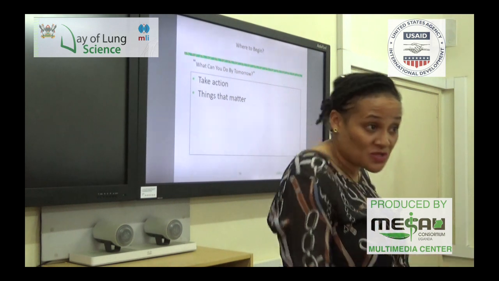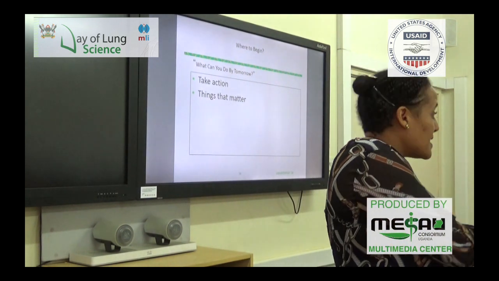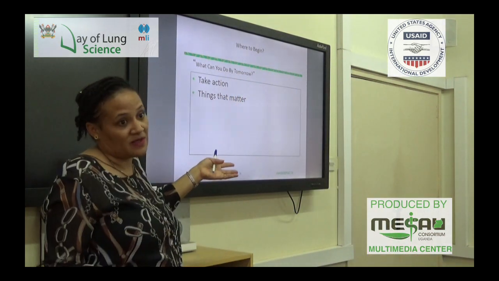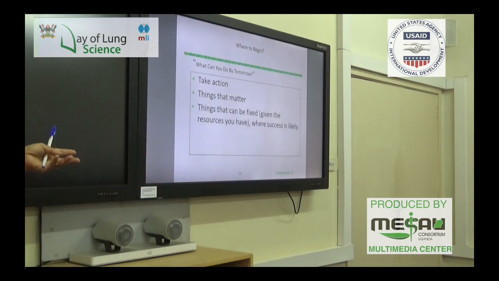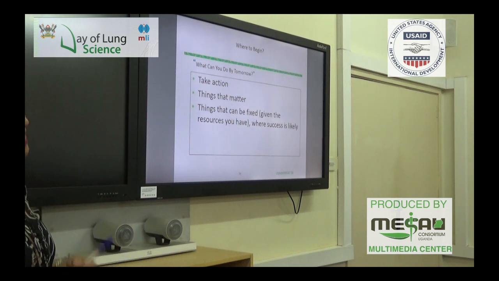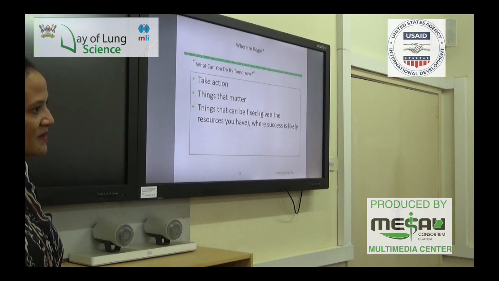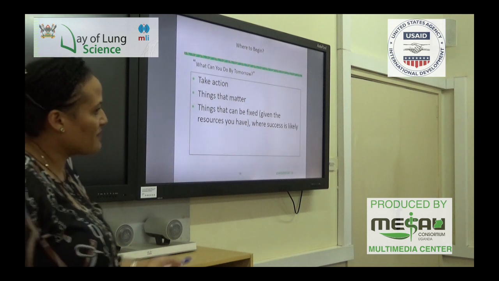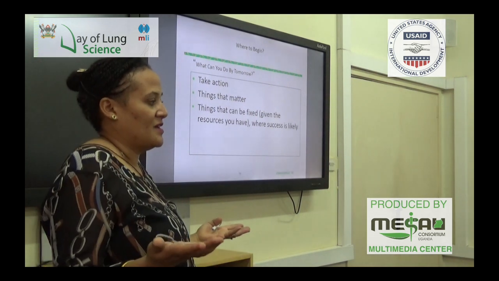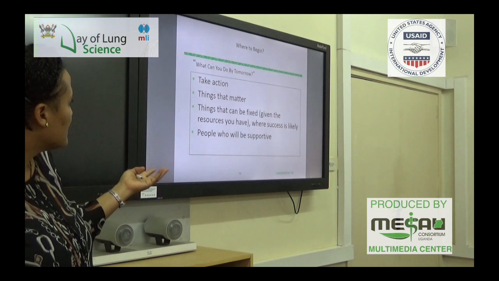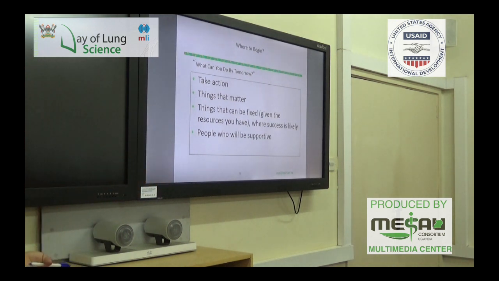It's the simplest, I don't need to train so hard, you don't need to interpret, the codes are color: red is malnourished and that kind of thing. So that is what matters, that you're assessing. And then focus on things that can be fixed, given the resources that you have and where success is likely. For example, at this point we want everybody to do x-rays, we want to increase x-ray use. But we don't have the machines. The machines are broken down, and you're expecting cases to increase miraculously because of x-ray use. And then work with people who will be supportive, and learn from what others have done.